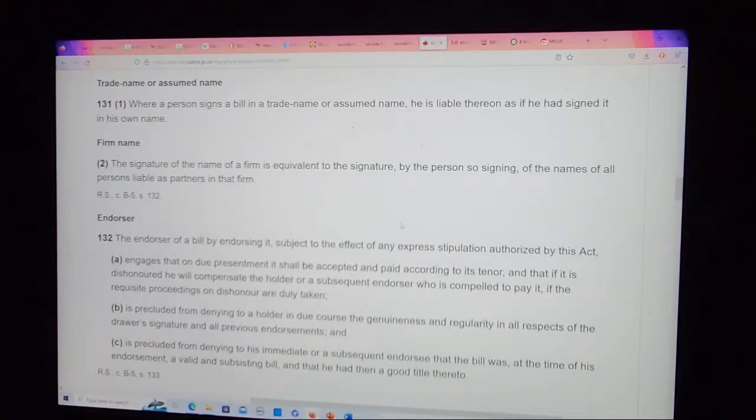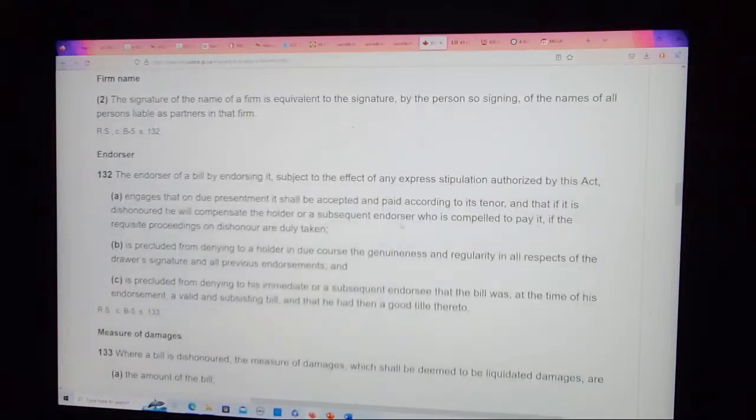Trade name or assumed name, 131.1. Where a person signs a bill in a trade name or assumed name, he is liable thereon as if he had signed it in his own name. Firm name. The signature of a name of a firm is equivalent to the signature by the person so signing of the names of all persons liable as partners in that firm.